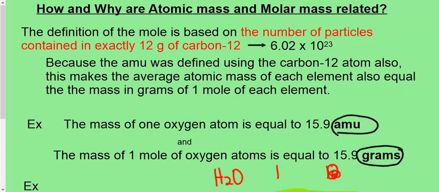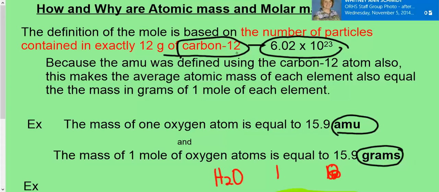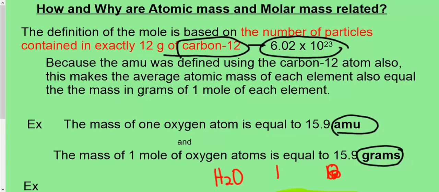Now, why is this so? Because the way they defined atomic mass unit relative to the carbon-12 atom, they also based the definition of a mole off of the carbon-12 atom. So these numbers are all relative to the carbon-12 atom. So because the AMU is defined using the carbon-12 atom also, this makes the average atomic mass of each element also equal to the mass in grams of 1 mole of each element.